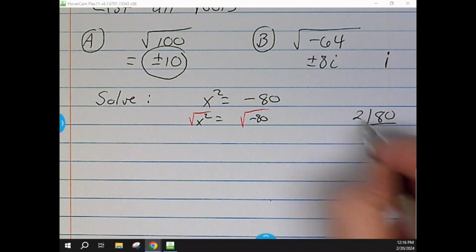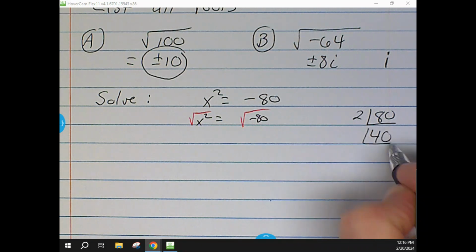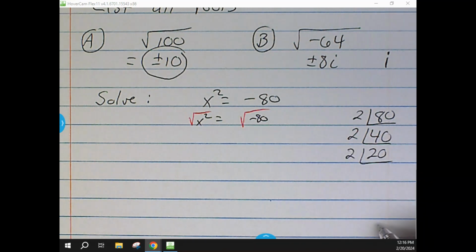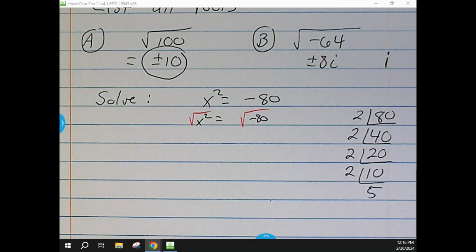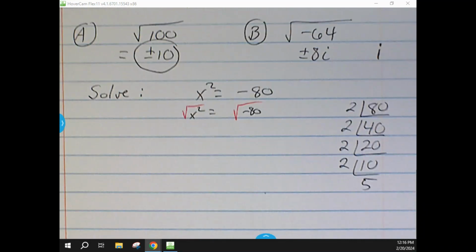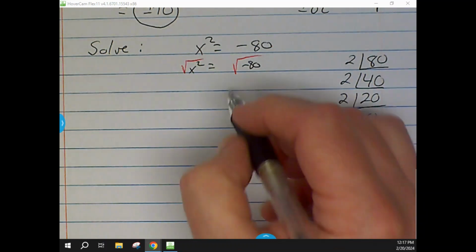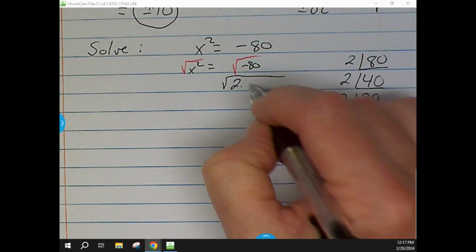80 is even, so you can divide it by 2. That'll get you 40. 40 is still even, divide it by 2. You get 20. 20 is still even, divide it by 2. 20 divided by 2 is 10. 10 is still even, divide by 2 again. Finally that leaves you with a 5. So if you're breaking down 80, it's 2 times 2 times 2 times 2 times 5.